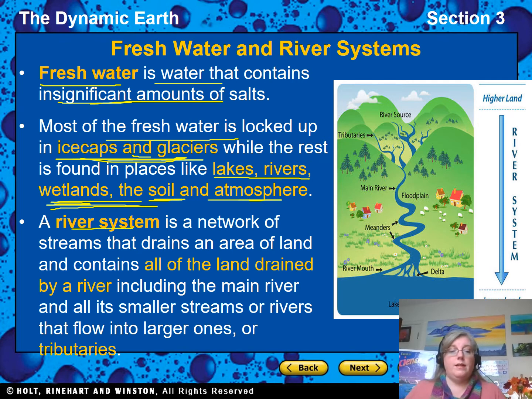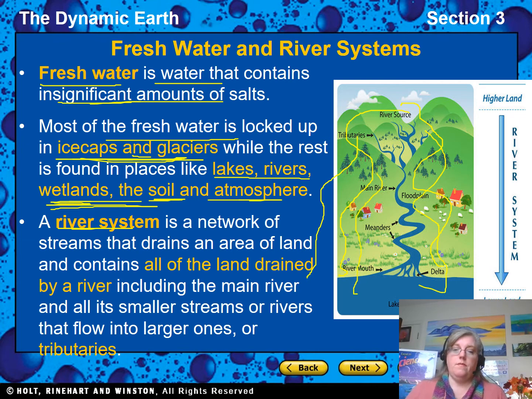A river system, like we have the Mississippi River system here. This may not be the Mississippi, but it's a good idea. It is a network that drains an area of land and contains all the land drained by the river. So all of this land is part of the river system. Okay, it has its source up here. The source of the Mississippi is up near Missouri somewhere, I believe. I may need y'all's help with that. I believe it's up in Missouri.